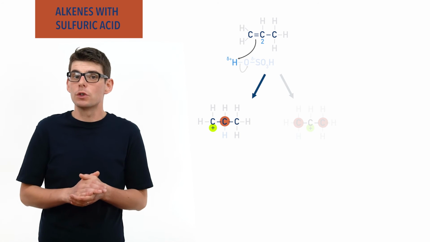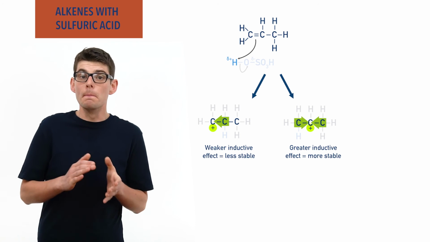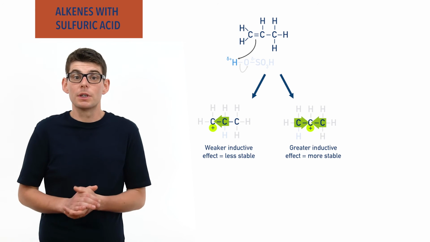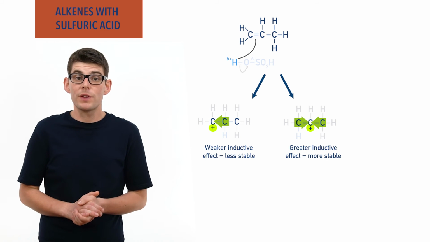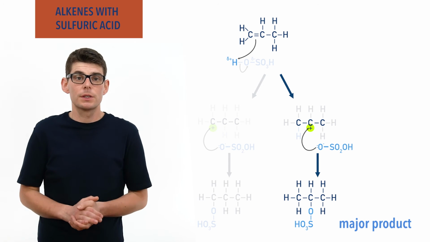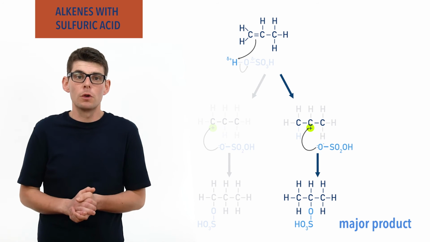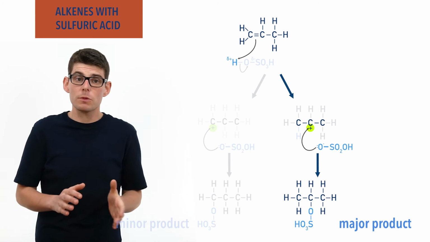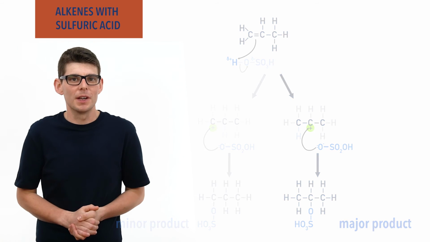2 carbon groups gives a greater positive inductive effect and stabilizes the secondary carbocation more than the single carbon group can in the primary carbocation, making the secondary carbocation intermediate more likely to form. This means the hydrogen sulfate group is more likely to end up on the second carbon, making this the major product. Both structures will end up forming, just more of this major product will form compared to the other minor product. As I said, this has been explained in much more detail in the video about alkenes reacting with hydrogen halides. Link in the description below.